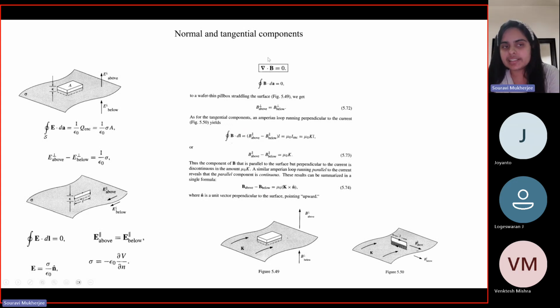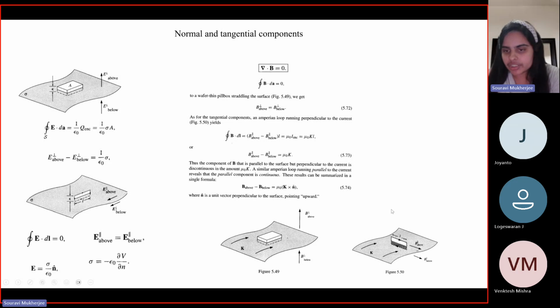Now, similarly, in this case, we'll again use our conditions of divergence and curl to find the boundary conditions. Because divergence of B goes to 0, if you consider a similar structure, you would see that B above perpendicular will be equal to B below perpendicular. Okay, so that means the normal components in this case are continuous.